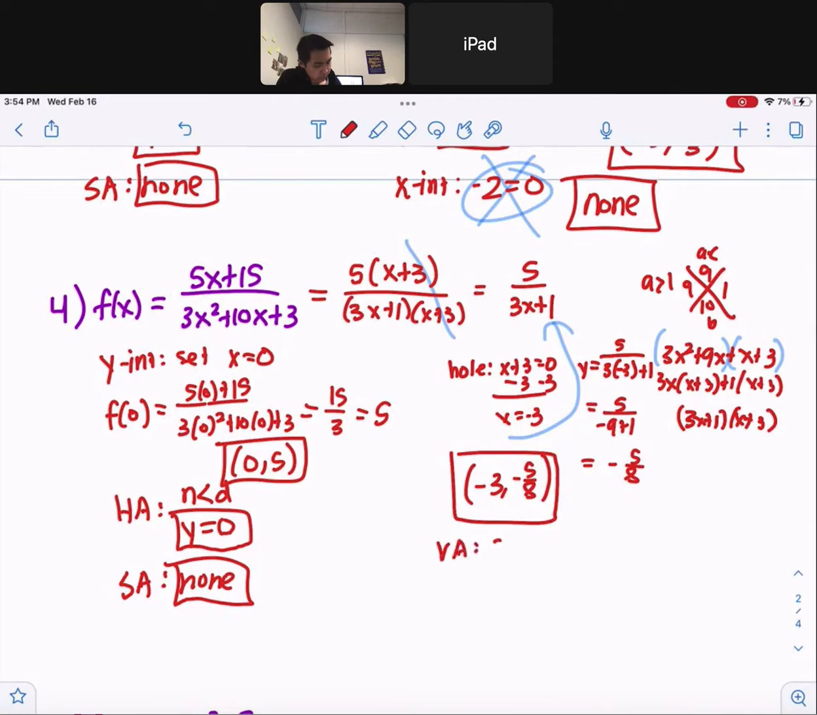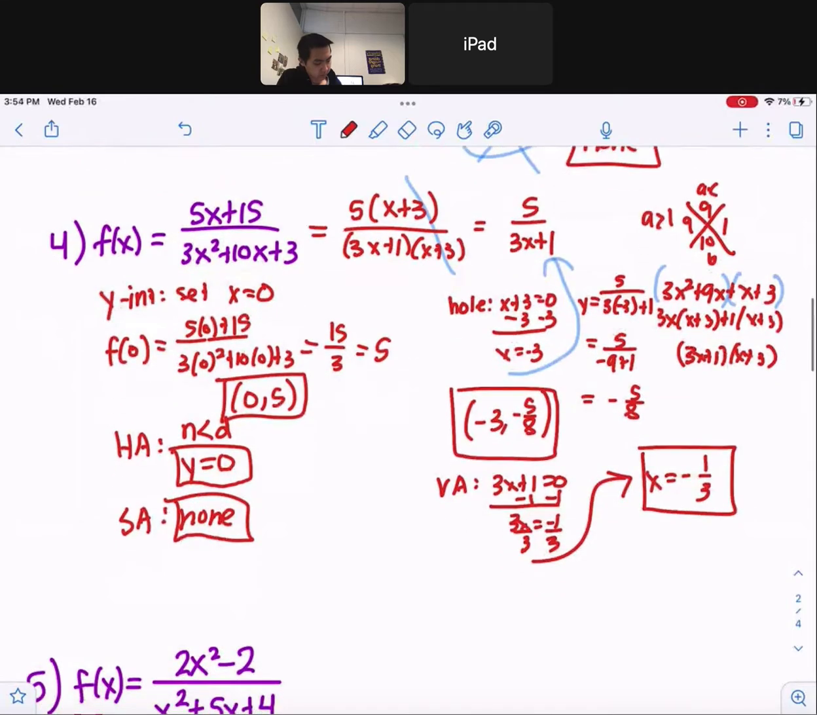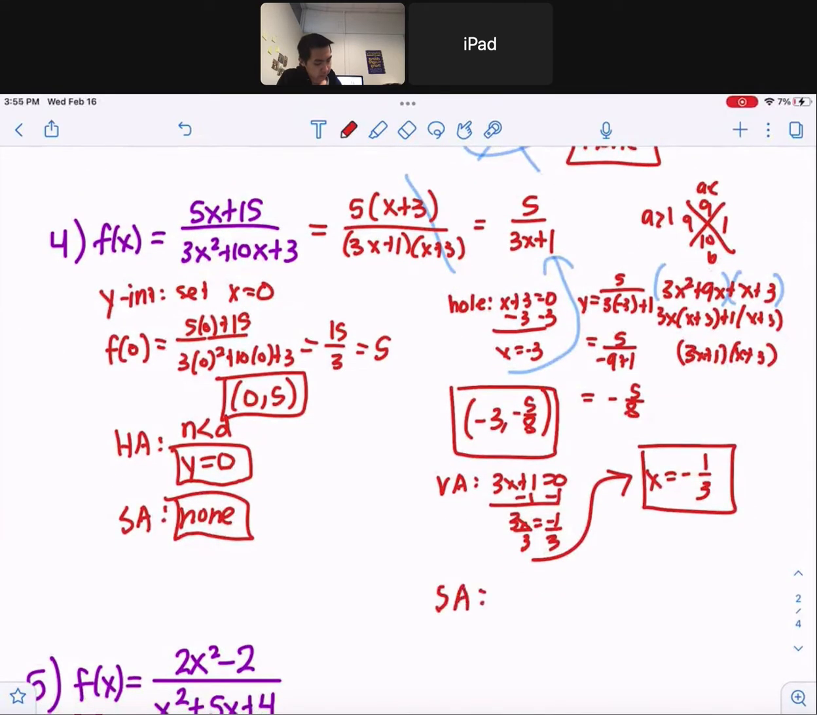Vertical asymptote, set the denominator equal to 0. Subtract 1 from both sides. Divide both sides by 3. So x is equal to -1/3. And lastly, slant asymptote, you guys. Oh no, not slant. X-intercept, set the numerator equal to 0, which is, what is the numerator? It's 5, so 5 equals 0. That's impossible. So the answer is none.